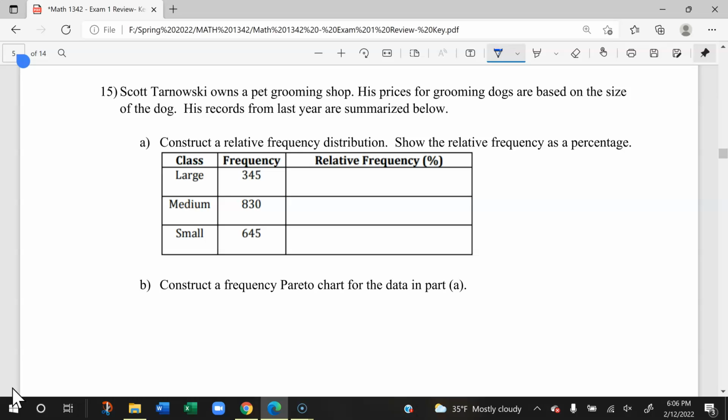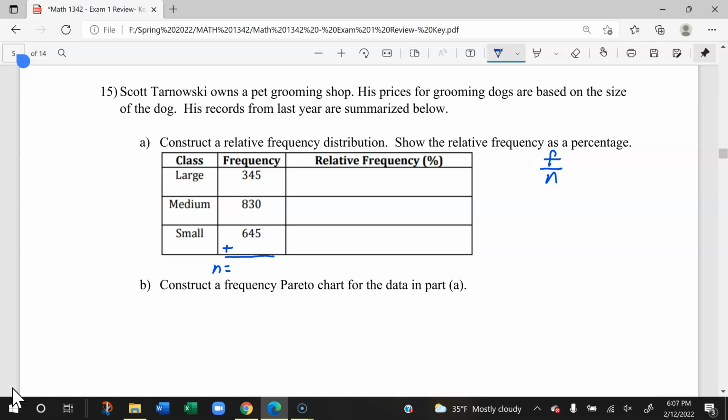Now, we want to look at the pet grooming shop. He grooms dogs based on size of the dogs, and this is the distribution. We want to find the relative frequencies. So remember that relative frequency is the frequency divided by the sample size. And the sample size is we add all of these up and get a total.